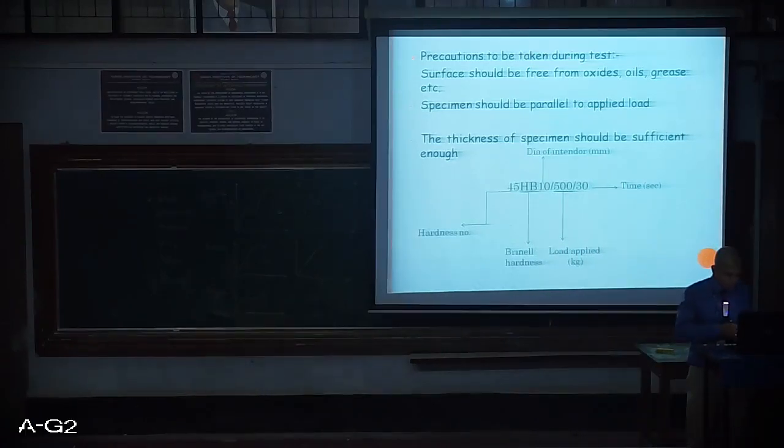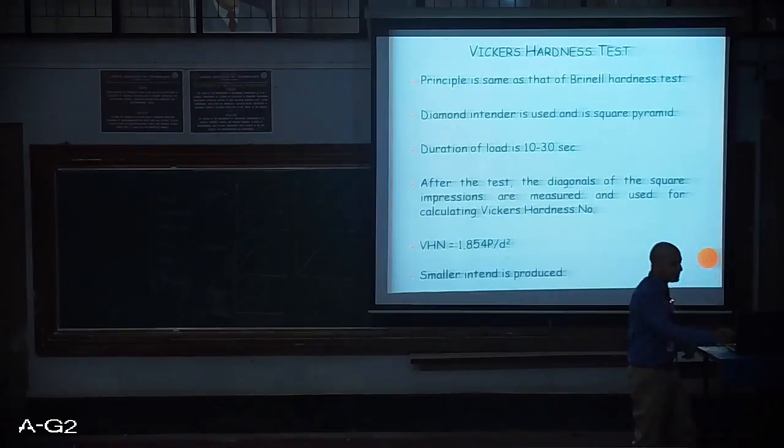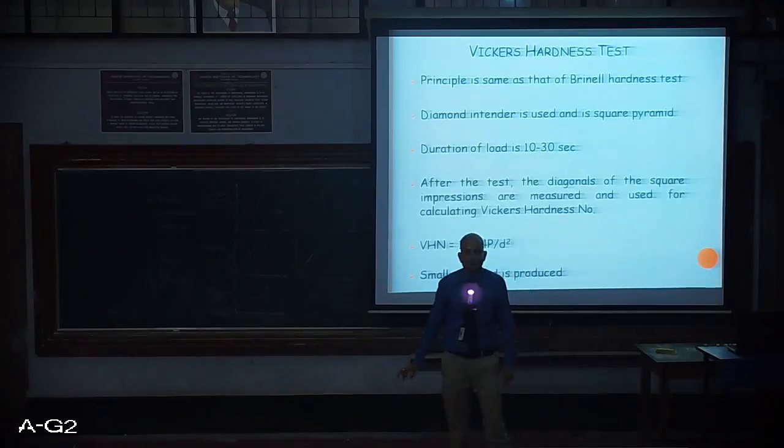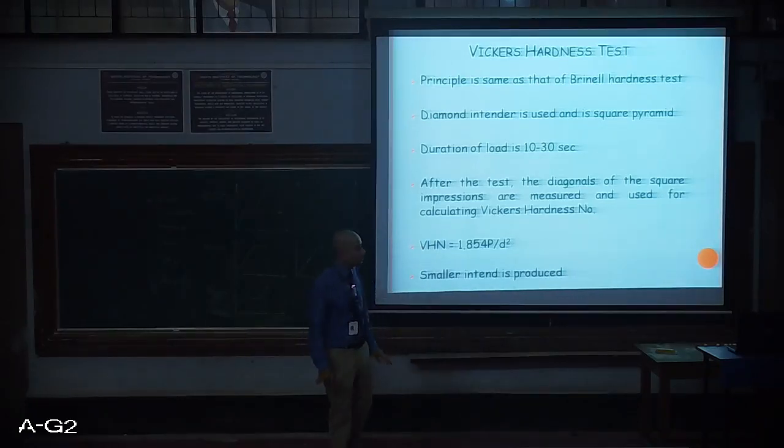Okay, right. Now we will go ahead with the next type of test, called the Vickers hardness test. The principle is similar to that of the Brinell hardness test; that is, the area of indentation is the principle on which the Vickers hardness test works. Here we make use of a diamond indenter. The load is applied for 10 to 30 seconds. After the test, the indentation mark will be diagonal in shape, like a rhombus with two diagonals.